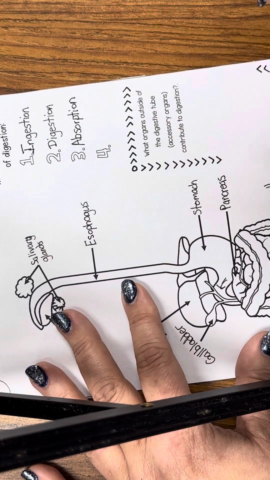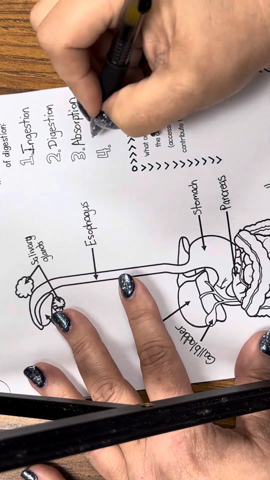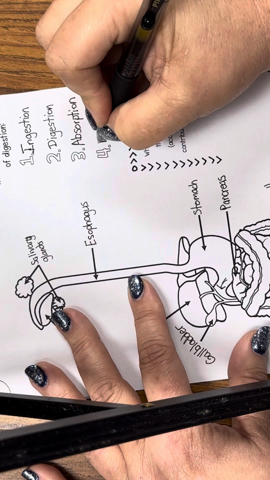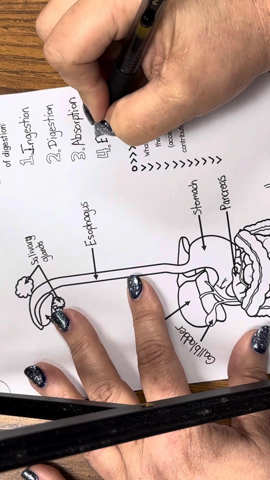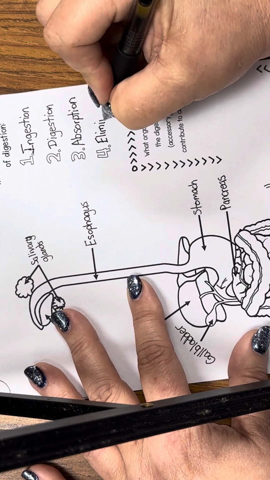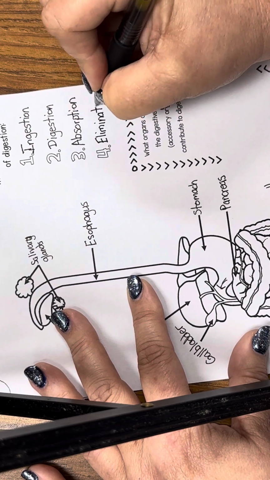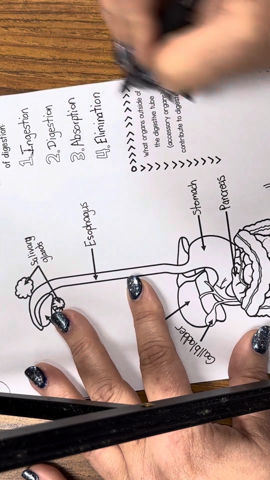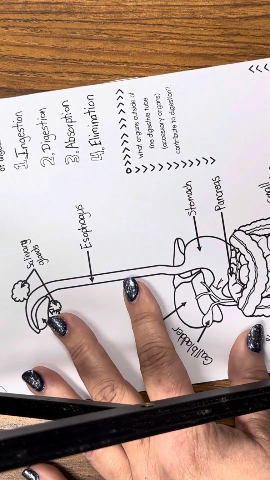Any materials that did not get absorbed and used will continue to travel until we reach the elimination portion, where you are going to defecate out the fecal material. You're going to poop.